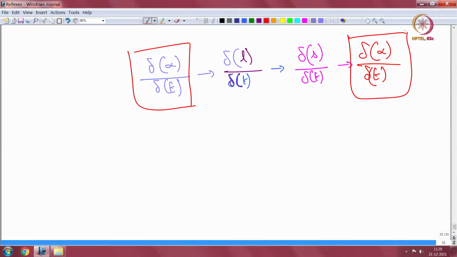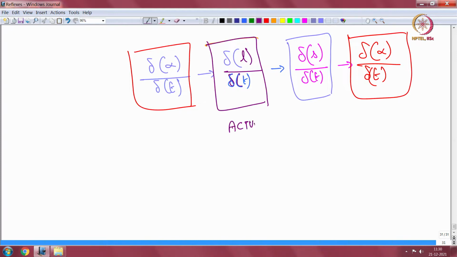There are neuronal components, there are sensor components, there are actuator components: actuator, sensor, control, and that is a loop.